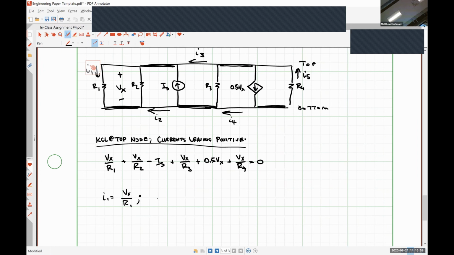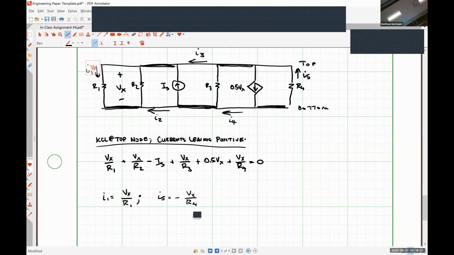Alrighty. So how am I going to express the current I5, which is flowing up through resistor R4, in terms of the voltage Vx? That's correct.